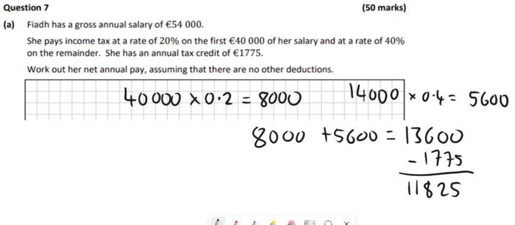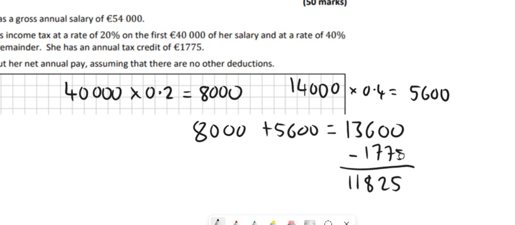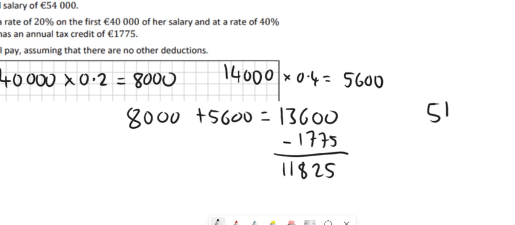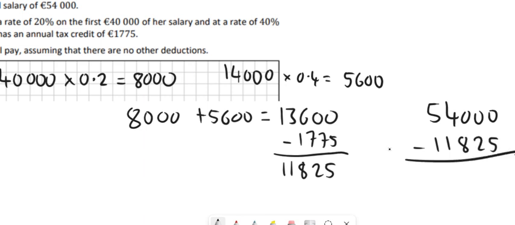And then we're just going to do the salary from the start. So the 54,000 take away 11,825, which we got, and that gives us the amount she takes home. So that's 42,175.